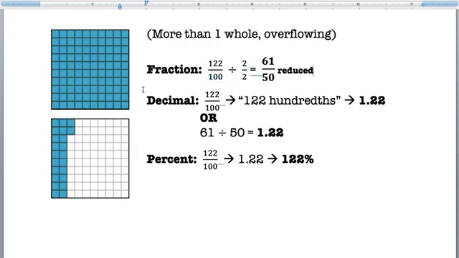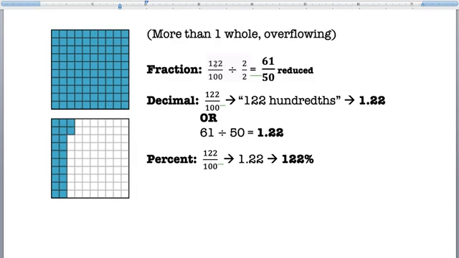The reason why it's out of 100 and not 200 is because one whole has 100. It's not talking about 2 wholes. For our denominator, we're always talking about how many pieces are in one whole. So it's going to be 122 out of 100. That's where we see the overflowing. One entire whole should be 100 out of 100. So 122 means that it's gone over the one whole.